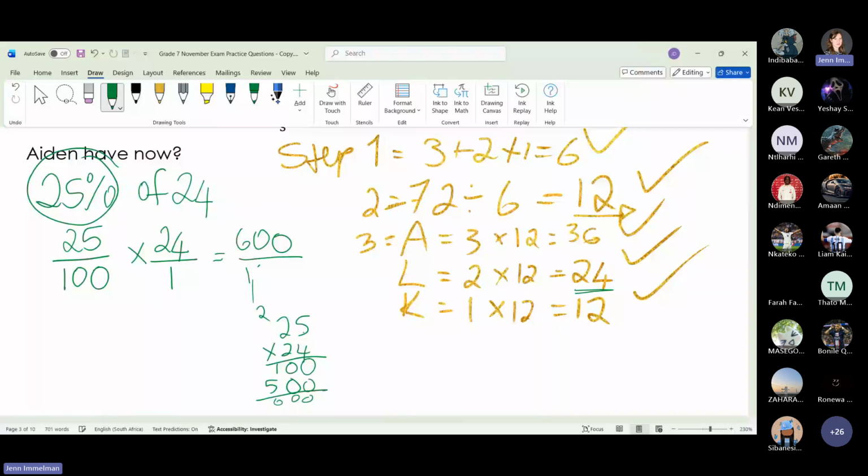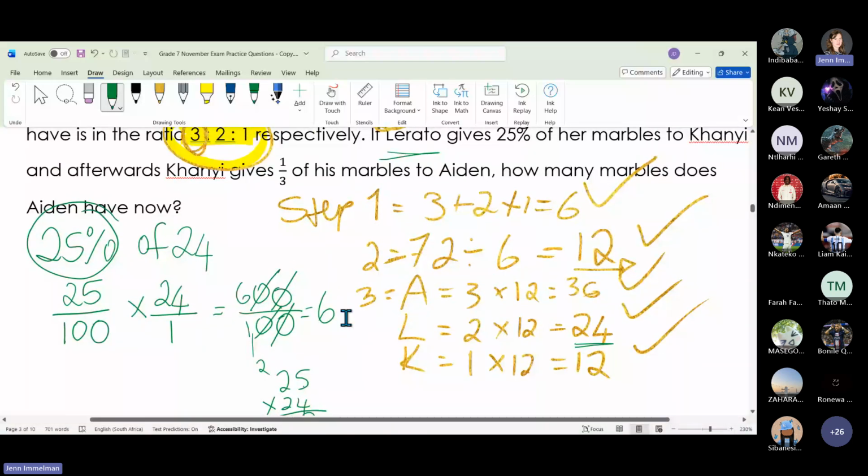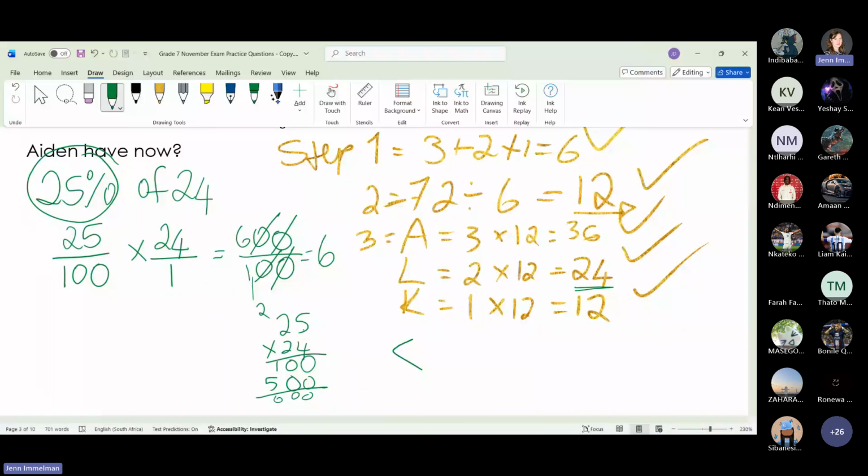I simplify. 600 over 100 is the same as 6. That means 25% of 24 is 6. So Lerato gives 6 marbles to Kanye. So Kanye had 12. Now Kanye will have 12 plus 6, 18 marbles.